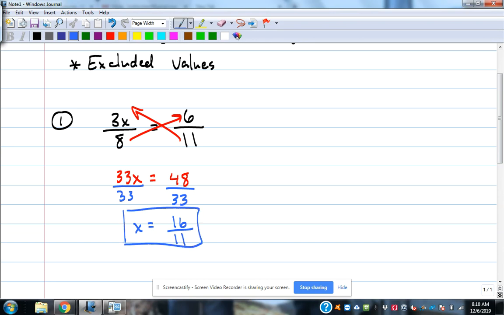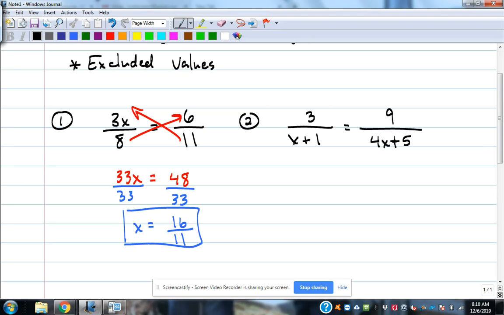Are there any excluded values to that problem? No variable in the denominator, so there's not any excluded values to find out of that. Okay? We like it when it's easy, right? Well, you know it's going to get harder, but let's start with easy.